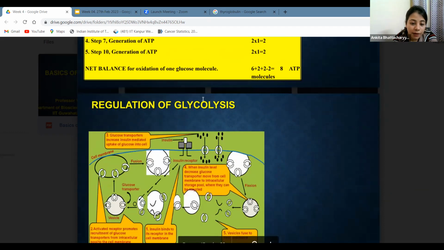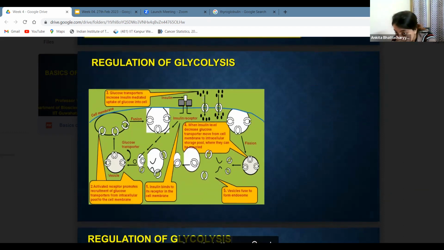Now, the question comes, how is it at all getting regulated? The reason why it has to be regulated is that it's not always necessary to perform glycolysis, right? If you just follow this stepwise, you will see that the first step is that insulin, the hormone that controls the blood sugar, is one of the key players, because glycolysis, the entire process, is dependent upon glucose, right?